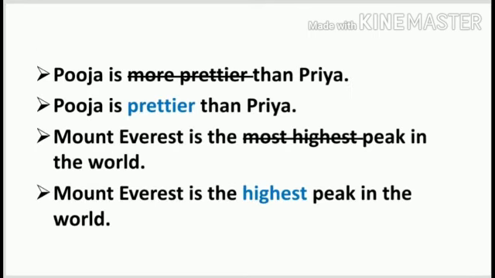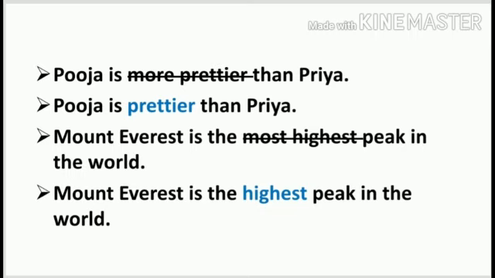Some of them are superior, inferior, senior, junior, etc. Now look at these sentences. We can't use double comparatives or superlatives in a sentence. For example, Pooja is more prettier than Priya. It is wrong, completely wrong. We have to say Pooja is prettier than Priya because prettier is itself the comparative degree of the word pretty.